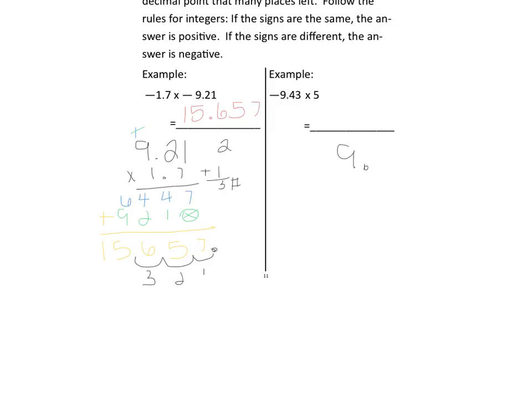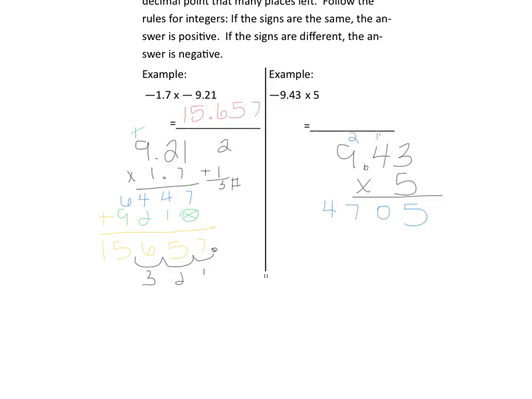Going on to the second one, negative 9.43 times 5. Again, I like to put the number that has more digits on top, just because for me the multiplication is easier. So we multiply 5 times 3 and get 15, carry the 1, write the 5, carry the 1. 5 times 4 is 20, carry the 2 after writing the 0. And 5 times 9 is 45, plus 2 is 47.